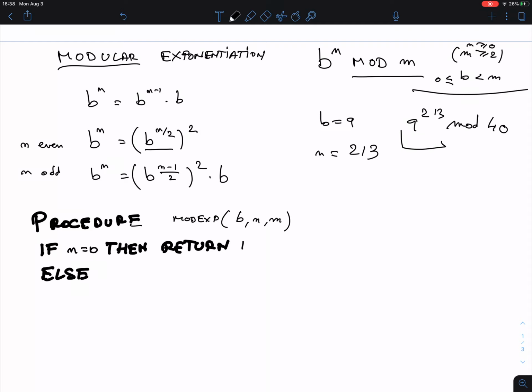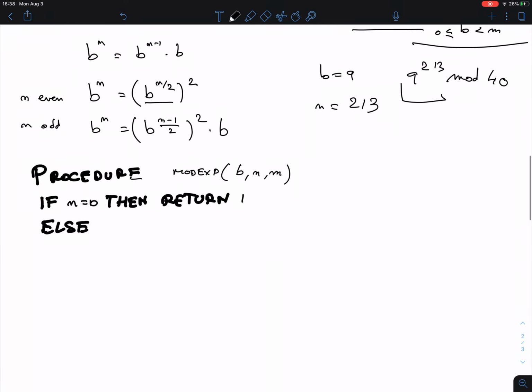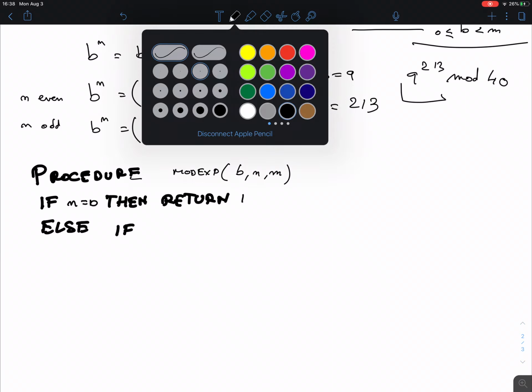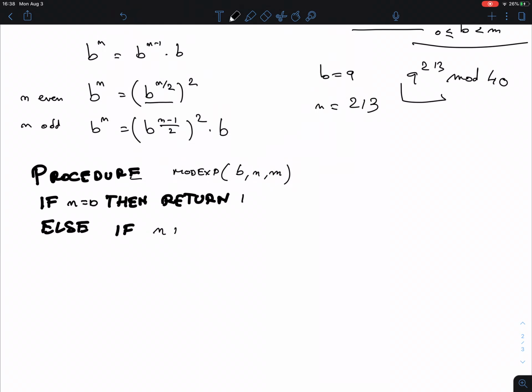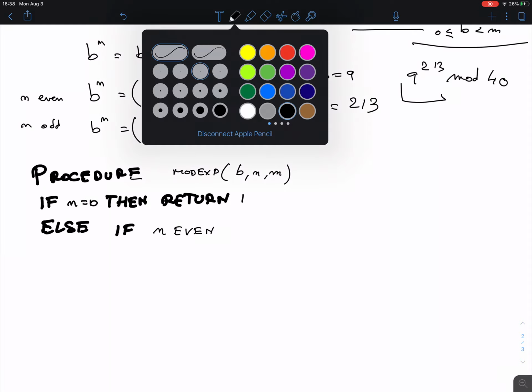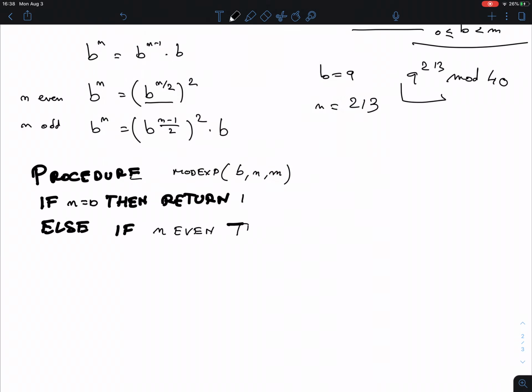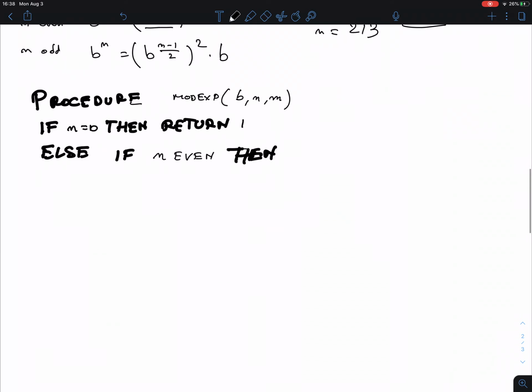Now we have to assume two cases. So again, else. If n is even, then we do one thing, and if n is odd, we do another. If n is even, what do we do then? Then, this is a weird word, then, but it's there, okay. Then what do we do?